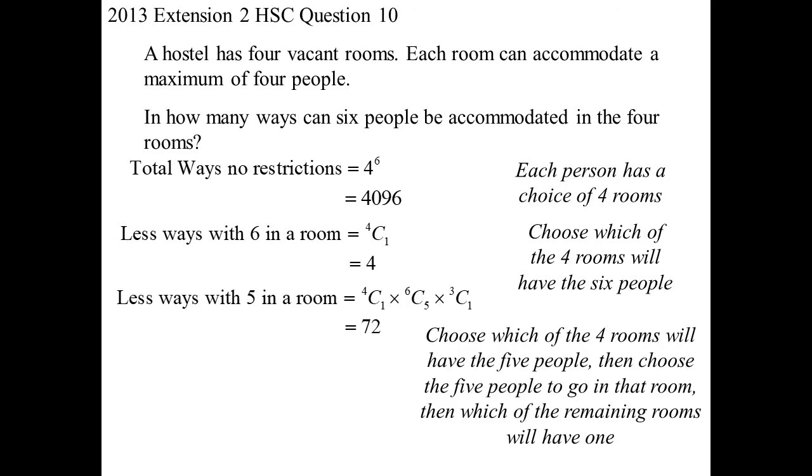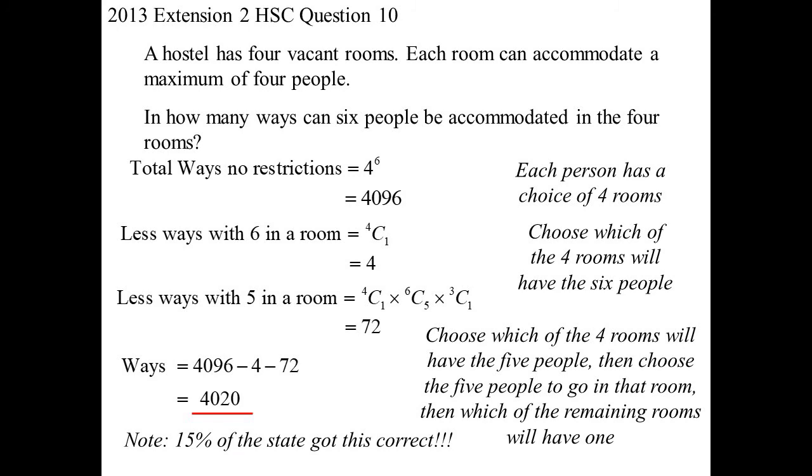What else can't we? Well, we can't have 5 in a room either. So let's work out 5 in a room. So first of all, we're going to pick the room that has the 5 people, so 4C1. Then I've got to choose which 5 of the 6 are going to go in there. 6C5. That now leaves me with one person who has to go into one of the 3 rooms. Chooses one of the 3 rooms, 3C1, 72. And that should be it, because we're allowed 4 people in a room. So 4,096 minus 4 minus 72, 4,020.